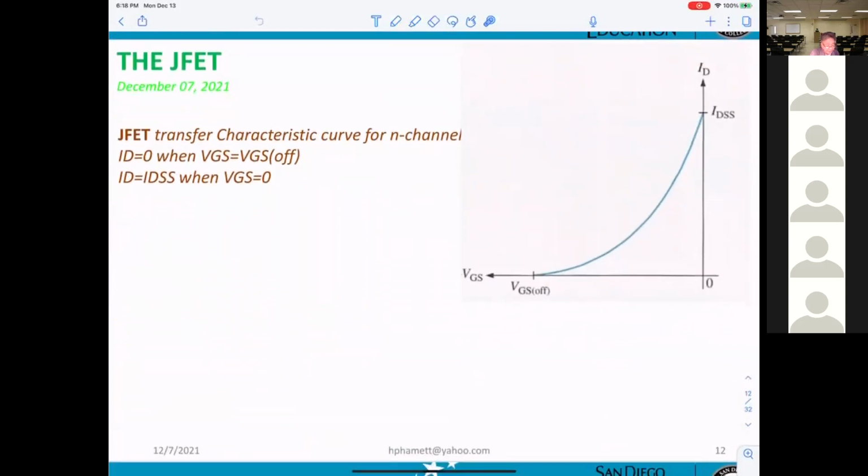Okay, JFET transfer characteristic curve for N channel. ID equal 0, 0 right here. At this point, ID is 0, so you get a VGS off point right here. ID equal IDSS means this is ID, this is the IDSS, and at this point here, VGS equal 0. That's basically what you're reading here. Try to understand.